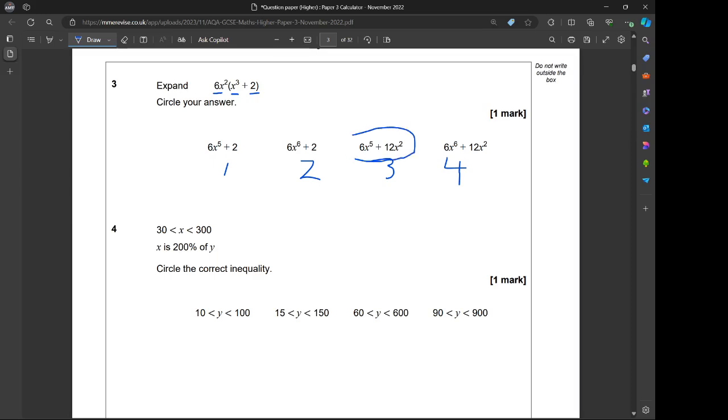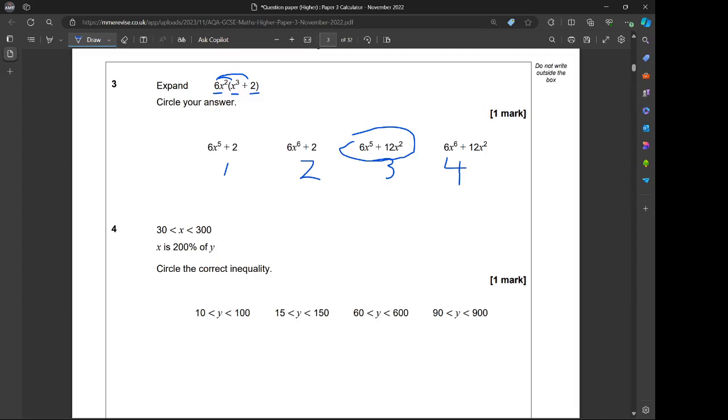So why is this the answer? When we expand single brackets, we do the first term times the first term in the bracket and the first term times the second term in the bracket. So 6x squared times x cubed: when you multiply with the same base, you add the powers. So 2 plus 3 makes 5, so it's 6x to the power 5. And then 6x squared times 2 is 12x squared. So that is my answer for that question.